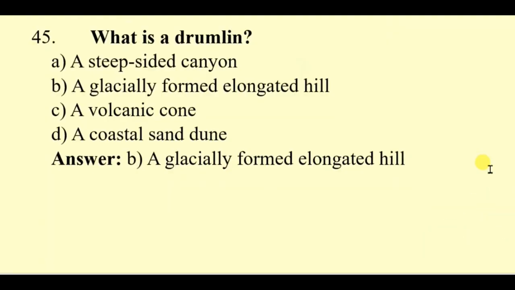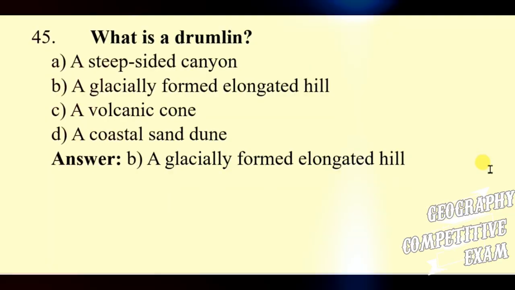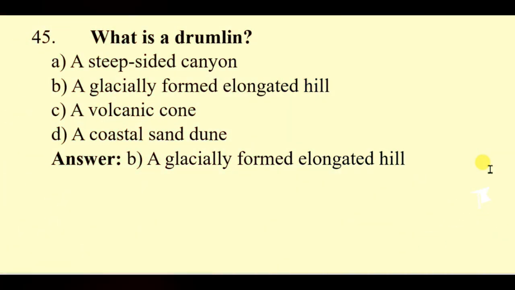Question 45. What is a drumlin? A steep-sided canyon, a glacially formed elongated hill, a volcanic cone, a coastal sand dune. Here the right answer will be glacially formed elongated hill.